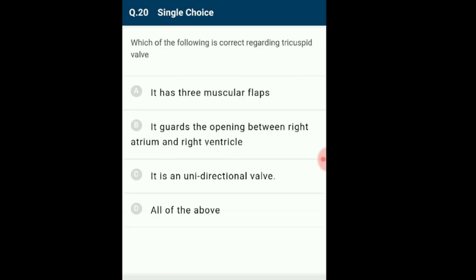Question number 20. Which of the following is correct regarding the tricuspid valve? It prevents blood from flowing back into the right atrium during contraction of the ventricle. The tricuspid valve is one of the two main valves on the right side of your heart. Normally, the tricuspid valve has 3 flaps, generally called leaflets, that open and close, allowing blood to flow from the right atrium to the right ventricle in your heart and preventing blood from flowing backward. So the answer is all of these, option D.